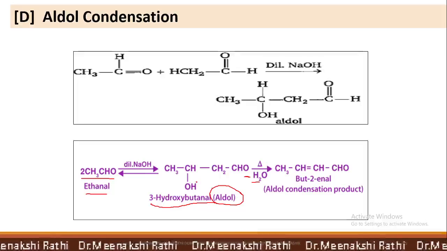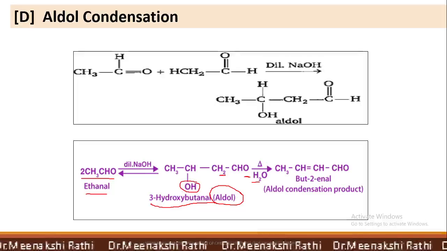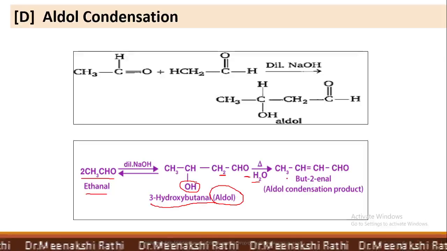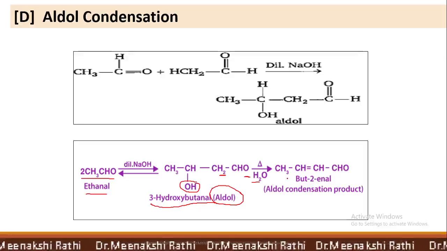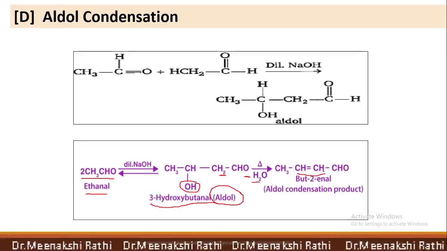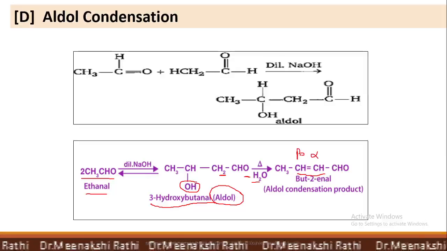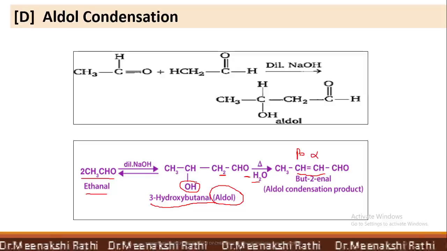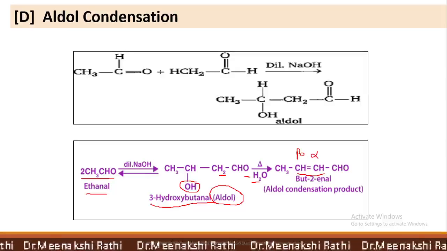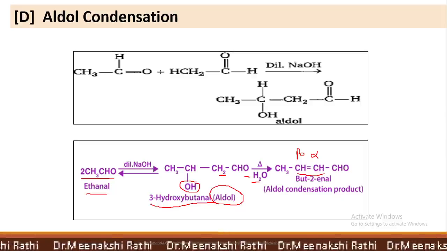So here what happened? This OH group and a hydrogen atom are removed as a water molecule, and there is a formation of butenal, or a double bond between the alpha and beta carbon atoms. So this is actually the aldol condensation product. An alpha beta unsaturated aldehyde is the aldol condensation product.